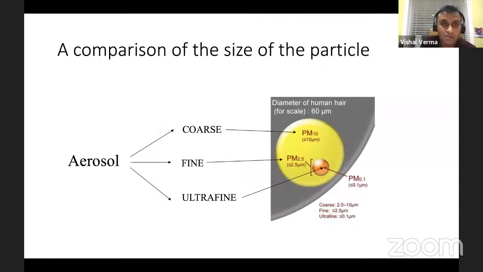So this is a comparison of how big a particle is when we talk about 100 micrometer or 5 micrometer. The diameter of a human hair is around 60 micrometer, and this quarter of the circle shown here is the diameter of the human hair. Then a PM10 particle, meaning a particle less than 10 micrometer in size, will look something like this. And a PM2.5 particle, meaning particles less than 2.5 micrometer, will look like this small ball in this big yellow circle.